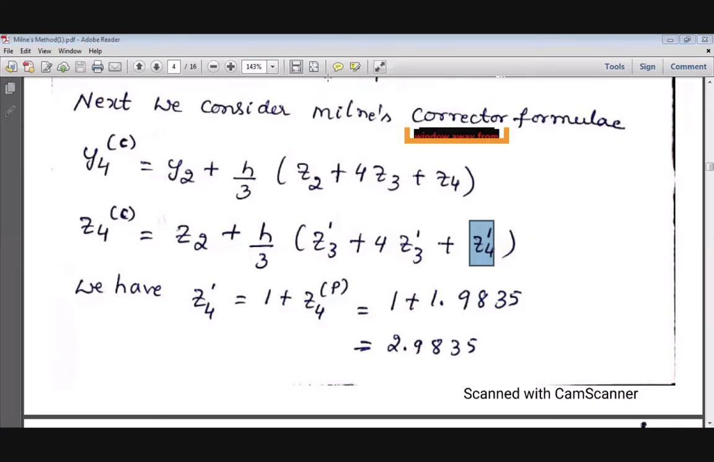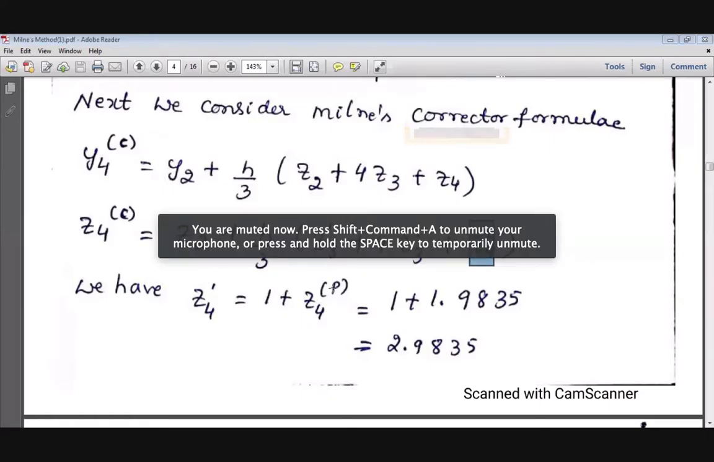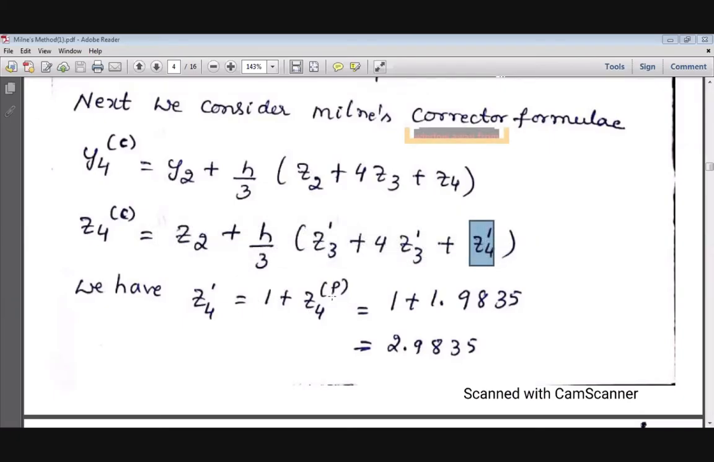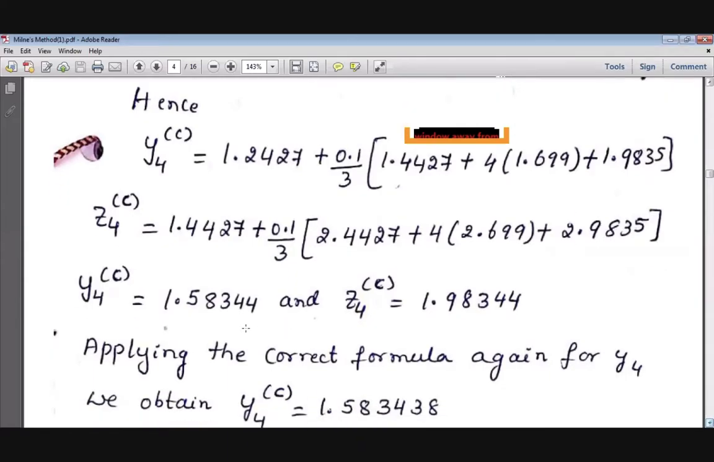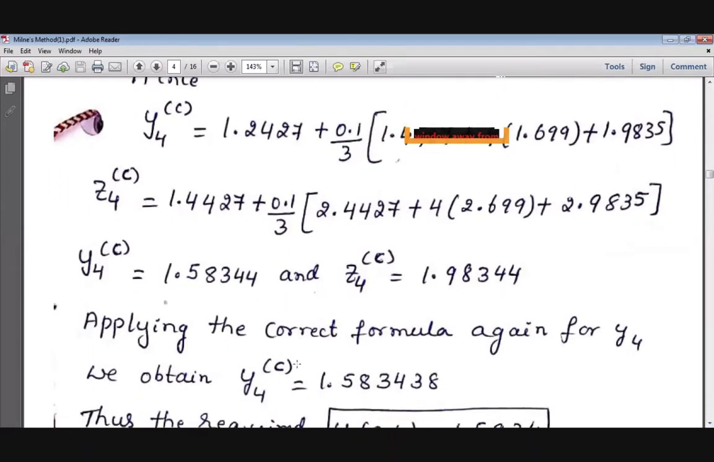Z4 dash will be 1 plus Z4 of P. There, Y4 dash we wanted. There we substituted 1 plus Y4 of P. Here Z4 dash will be 1 plus Z4 of P. Only that value we required. That one you need to calculate. Other than that, we have all the values. Substitute all the values. We'll get Y4 of C and Z4 of C.